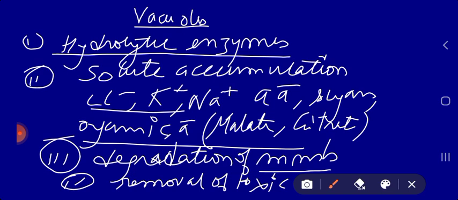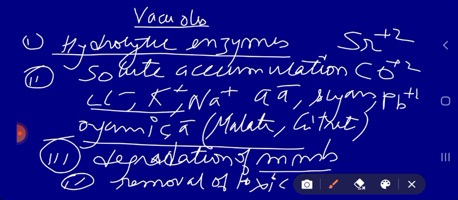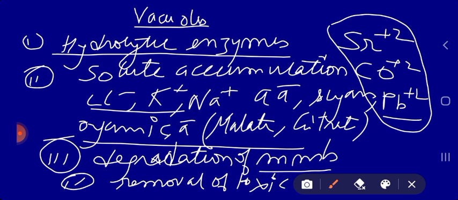As I have mentioned before, some toxic ions like strontium, represented as Sr+2, then cobalt, Co+2, and lead, which is a type of heavy metal, are separated by allowing their entry into the vacuole and isolated from the rest of the cell, so that no harmful effects occur by the action of these ions and chemicals.